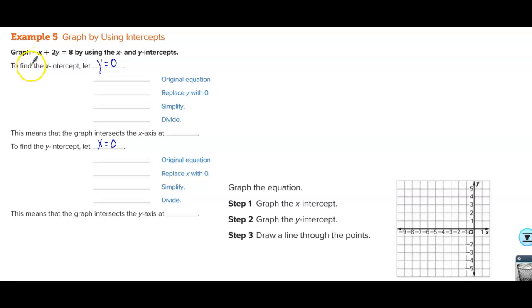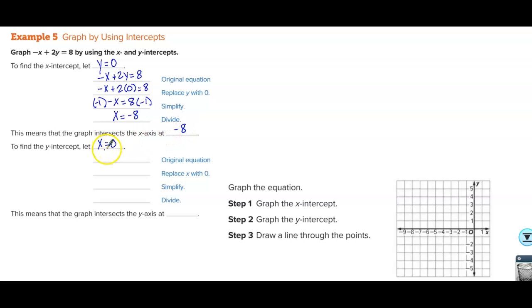Okay. Now, if we take this equation and we substitute 0 for y, we're going to have the original equation, what they want you to write here. So negative x plus 2y equals 8. And then they want you to replace y with 0. Negative x plus 2 times 0 equals 8. Simplify. Well, 2 times 0 is 0. So now we have negative x equals 8. But we don't want to know what negative x is, so we're going to multiply both sides of this equation by negative 1. That just makes x positive, and we now know that x is negative 8. So the graph intersects the x-axis at negative 8.